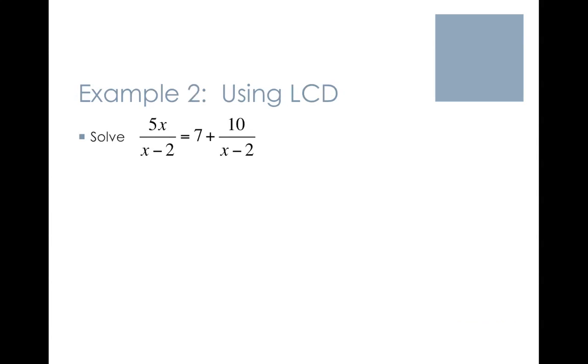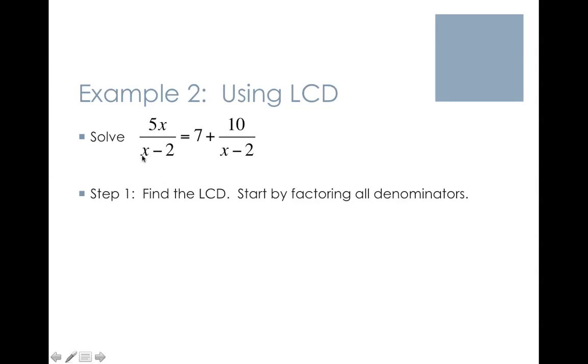Let's take a look at another one quick. We're going to go through the same steps, but let's go through them a little more quickly this time now that we're a little more familiar with what we need to do. So in step 1, remember we need to find the LCD, and we do that by factoring all denominators if we need to. Well, in this case, our denominators are just an x minus 2, and they're the same denominator. So we don't really need to do any factoring, and it's pretty simple to see our LCD is going to be x minus 2.